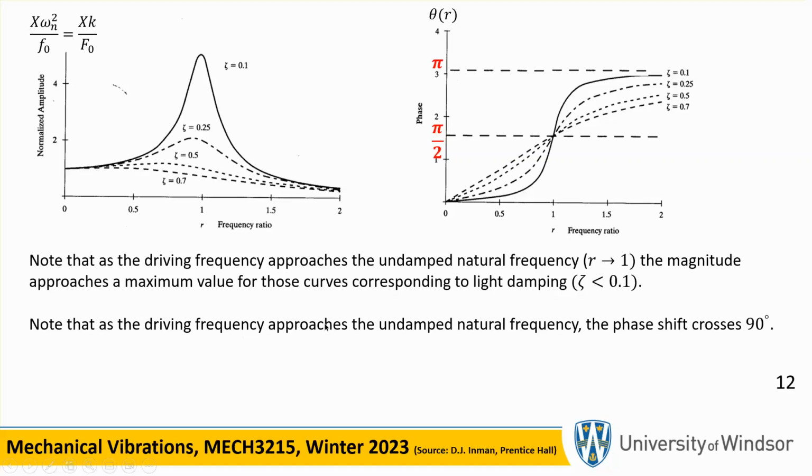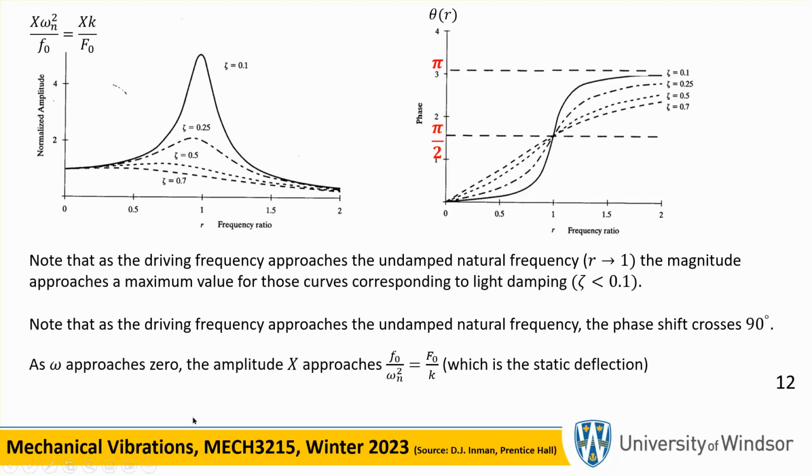Notice that when the driving frequency approaches the natural frequency, the phase shift crosses the 90 degree phase difference. You can see that. As the driving frequency approaches the undamped natural frequency, there is a jump here through 90 degrees all the way up to pi. That's what this is saying. We'll do some examples. It becomes more clear.